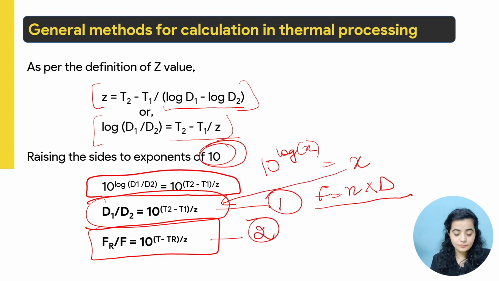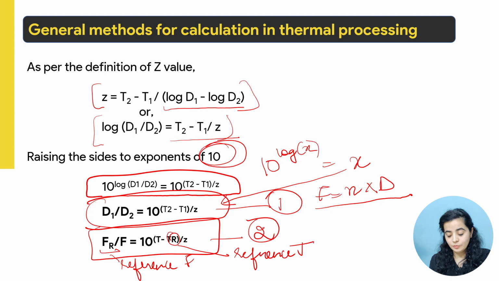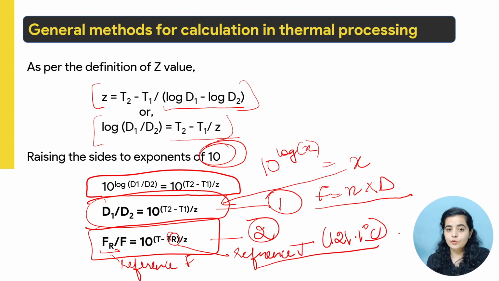Now here, please note, FR is your reference F value and TR is your reference temperature. At the time of thermal processing calculations, by reference we generally mean sterilization. In this case it would be 121.1 degrees Celsius. So these are the important formulas you have to keep in mind for solving any numericals based on thermal operations. Let us see one example.